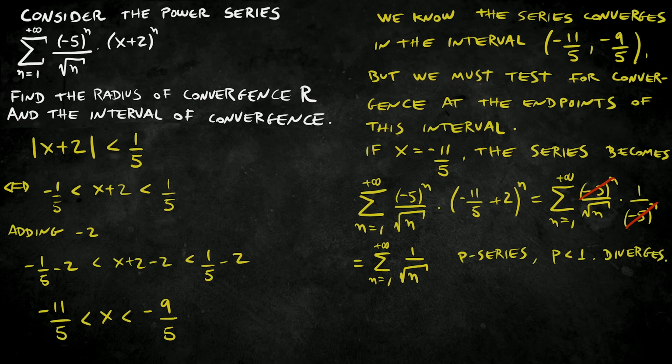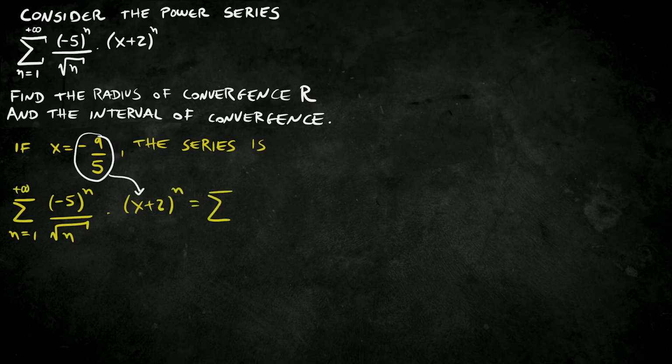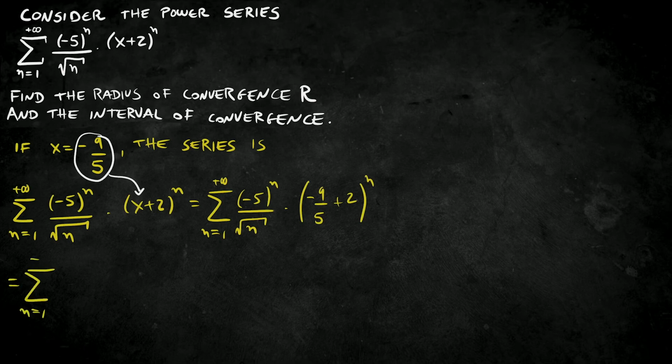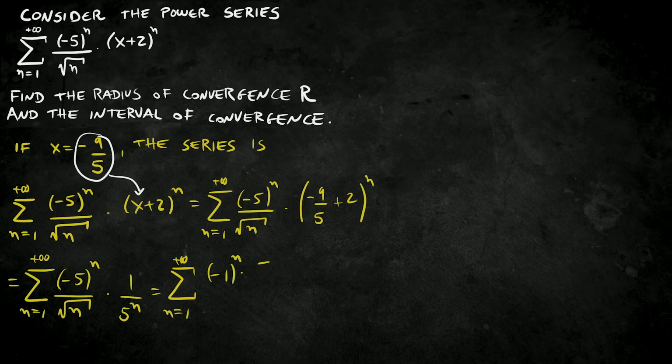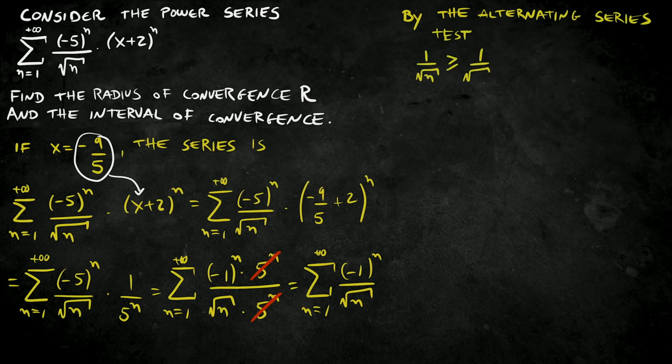Now, if x is equal to -9/5, I'm going to take my original series, replace x with -9/5, and simplify as much as we can. As you can see here, we have the series from n = 1 to positive infinity of (-1)^n over square root of n. I can use the alternating series test here because the terms are decreasing and the limit goes to 0. Then this series is convergent.